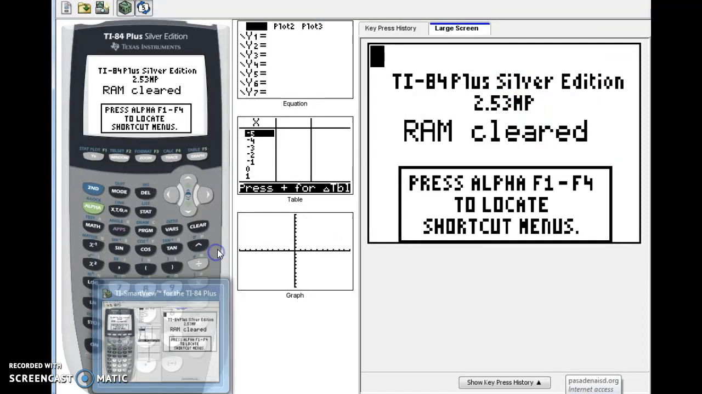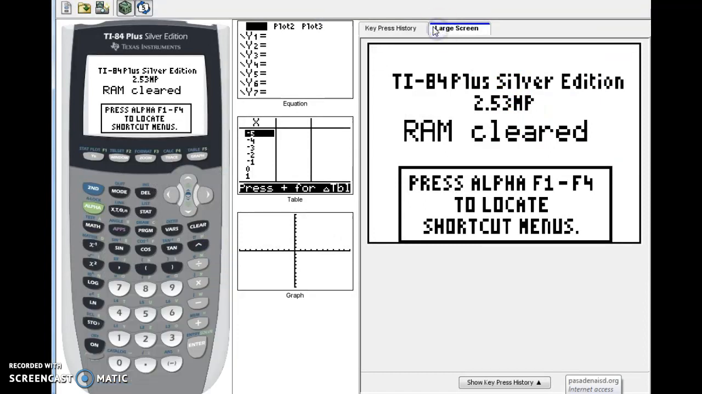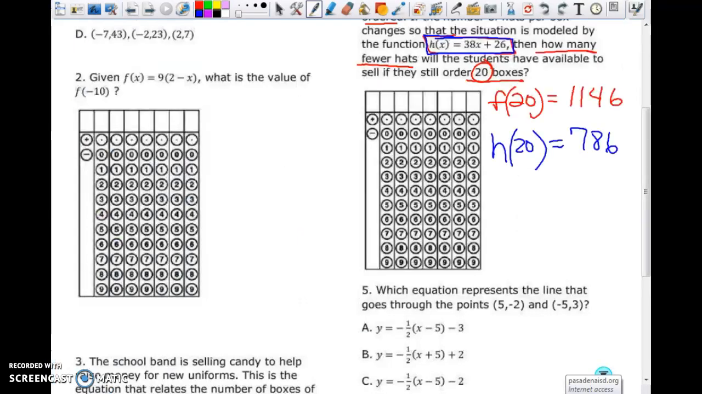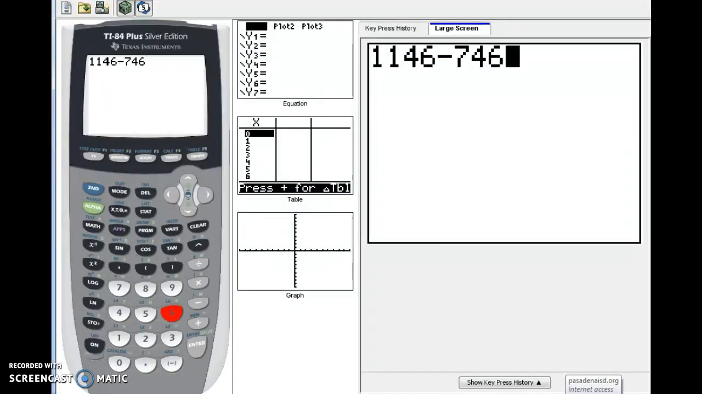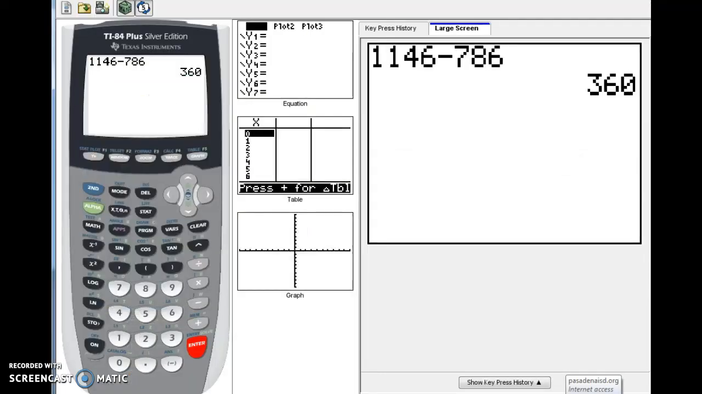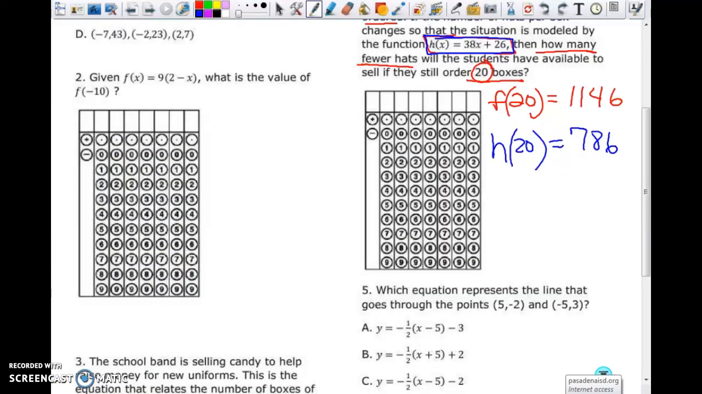1,146 minus 786, sorry, were those my two numbers? We should have 360 fewer hats. So that would be your answer here.